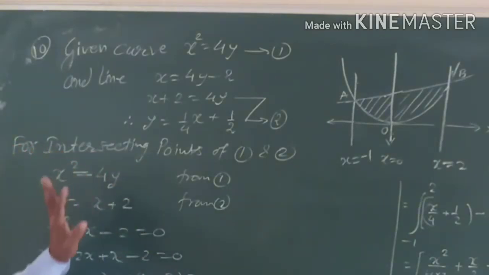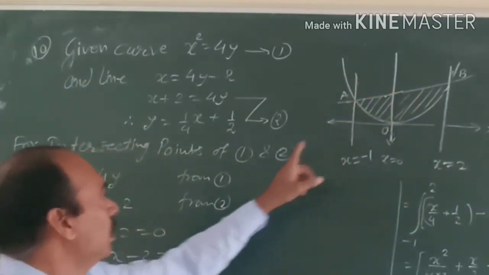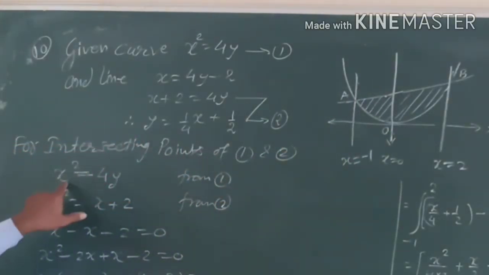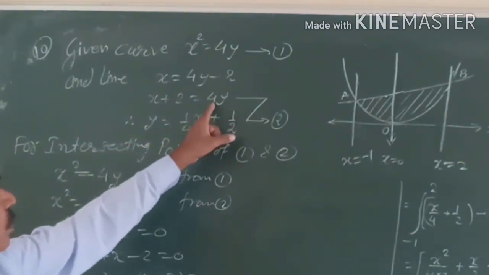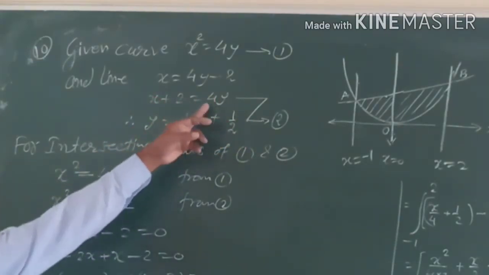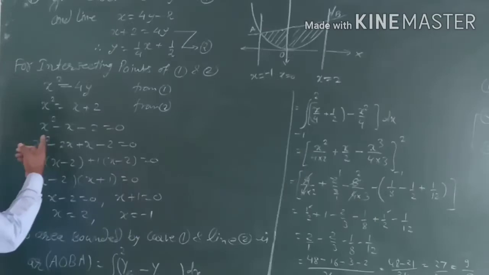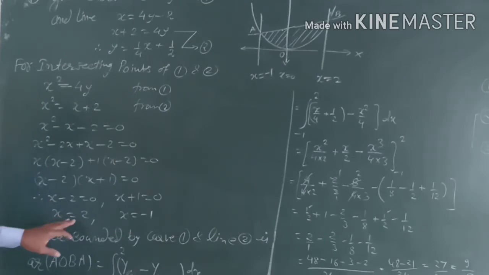Now first we find the intersecting point of this line and parabola. So for the intersecting point of 1 and 2, start from 1, x square is equal to 4y, and from equation number 2, 4y is x plus 2, so substitute this value x plus 2 in place of 4y from equation number 2, and transfer to the left side, so you will get a quadratic equation. When you split the middle term, you will get minus 2x plus x, and your result is x is equal to 2 and x is equal to minus 1.